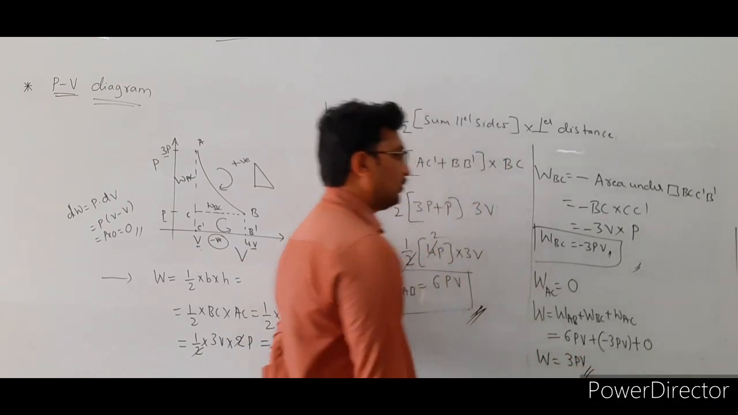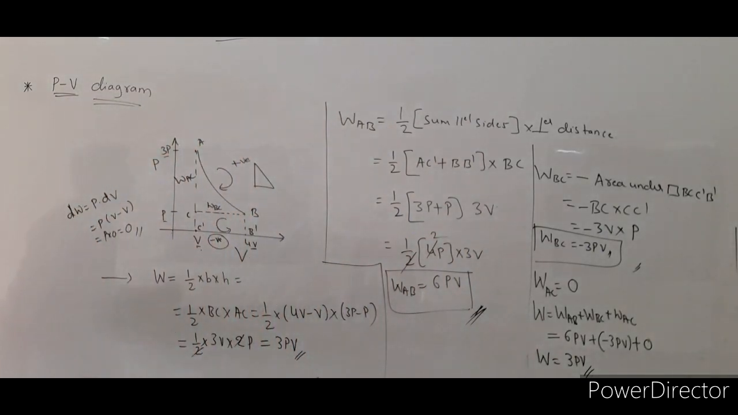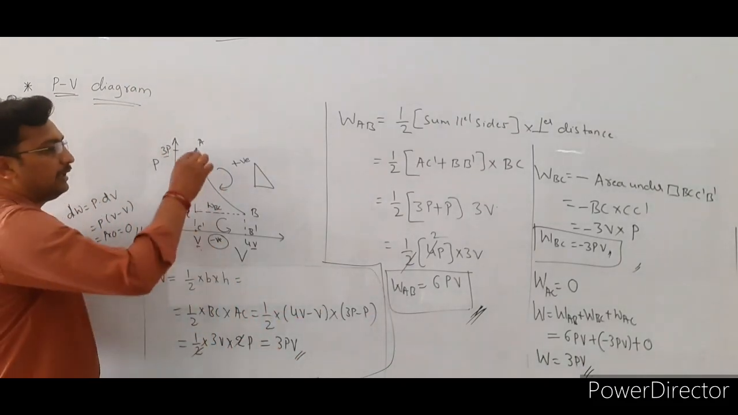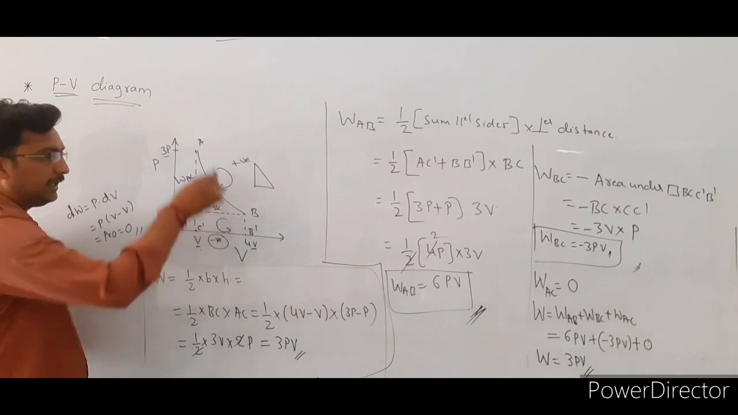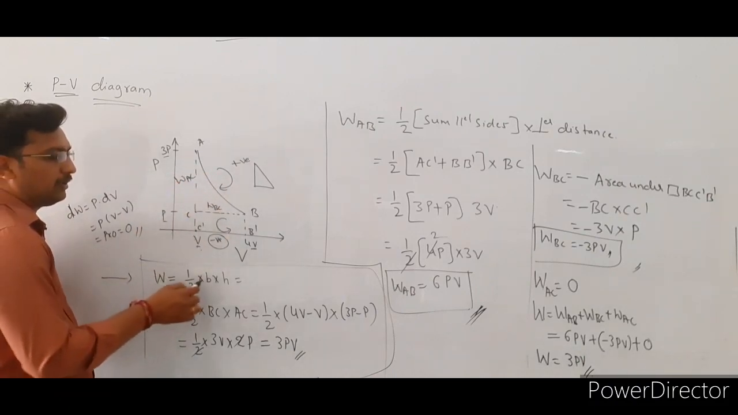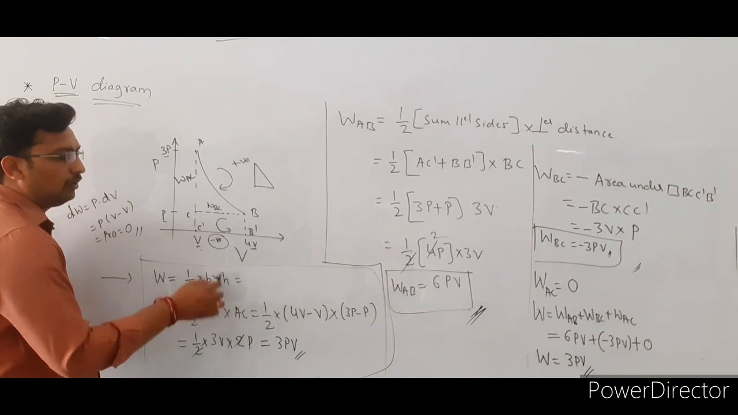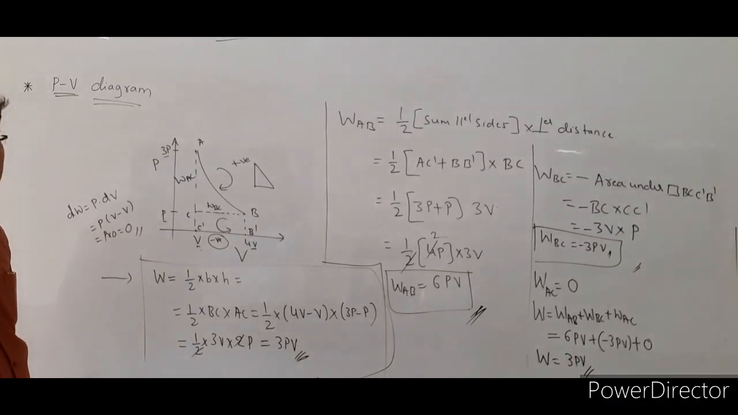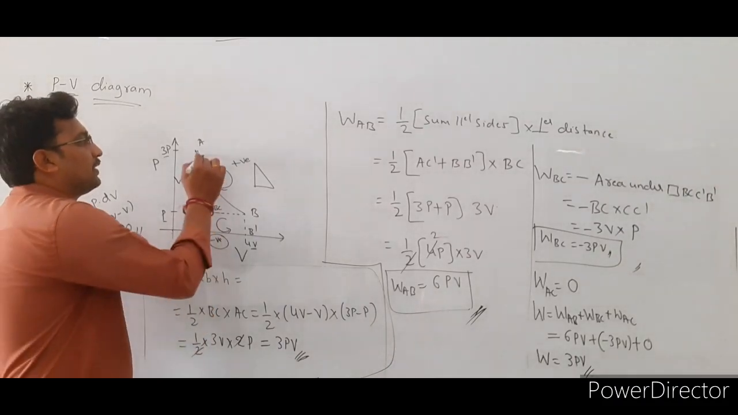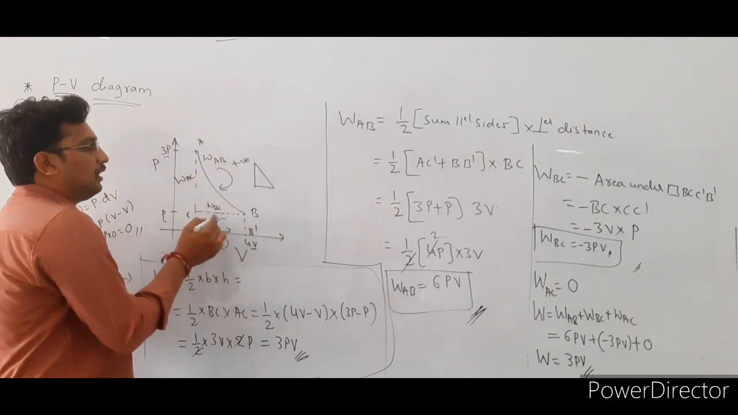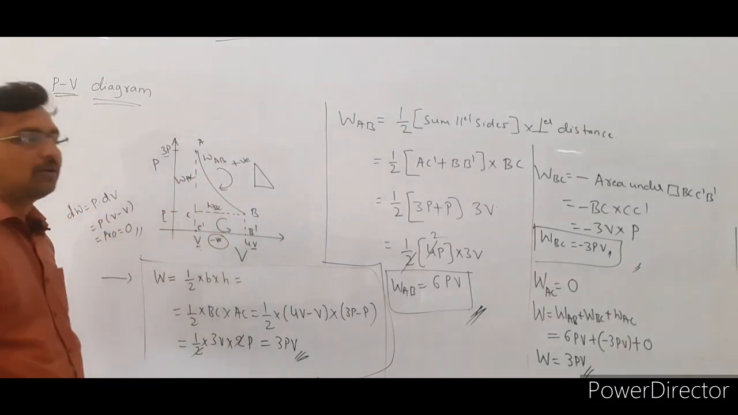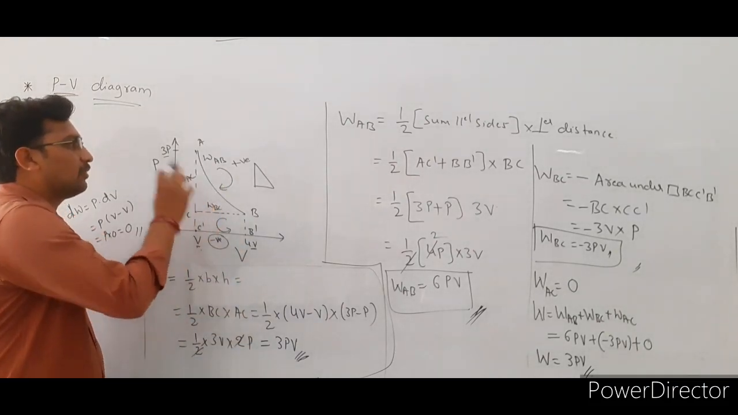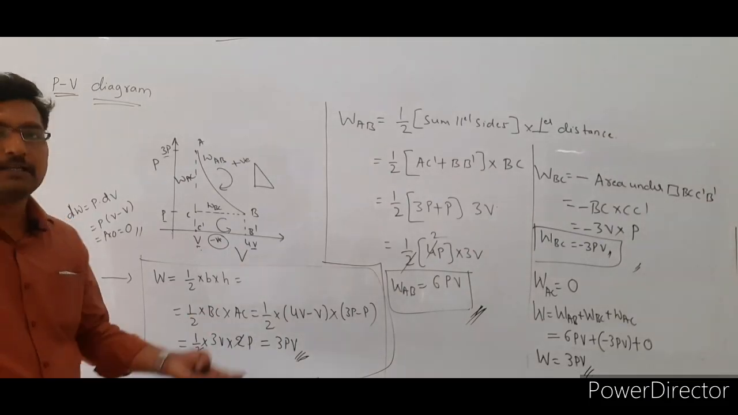So this is another method to calculate the work done, right? The first method is the direct method. In this case we consider the triangle ABC. The area under this triangle we calculate using the formula 1/2 base into height. Base is BC, height is AC. If you solve this, we get the final result, that is 3 PV. So this is one method, and another method is to first calculate the work done along AB, then along BC, then along AC, and the total work done is the work done along AB plus BC plus AC. So both results are the same.